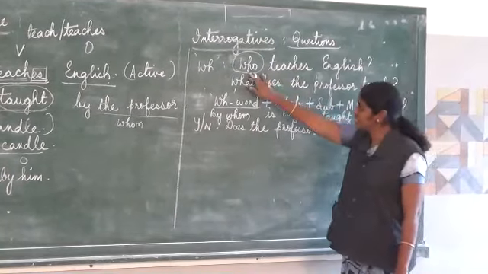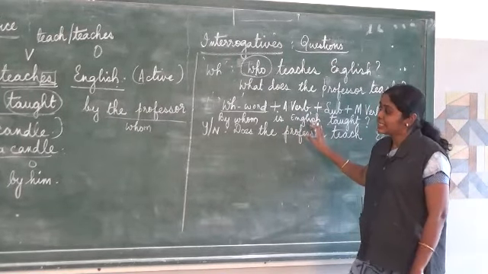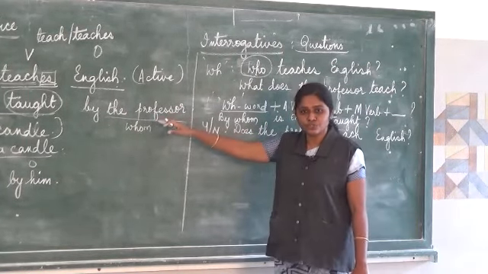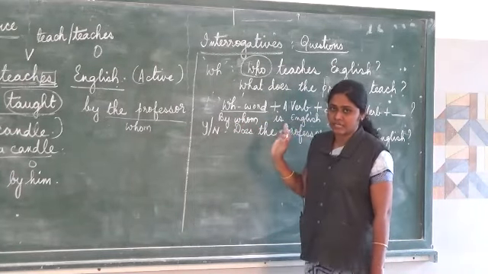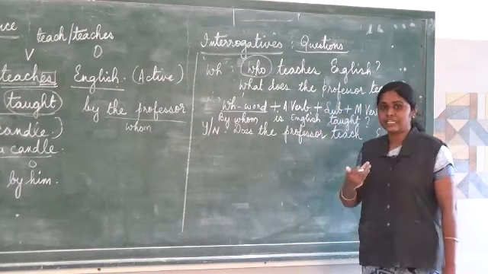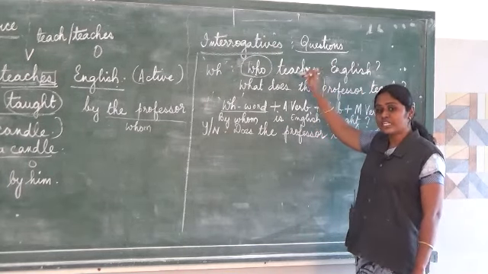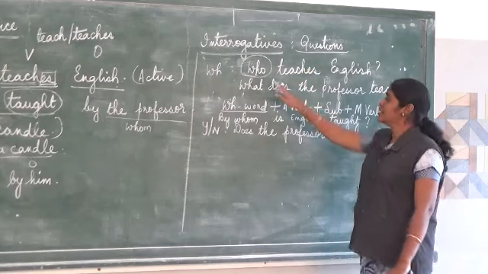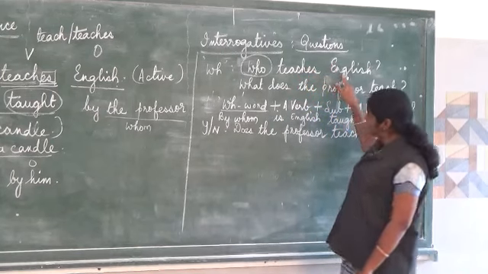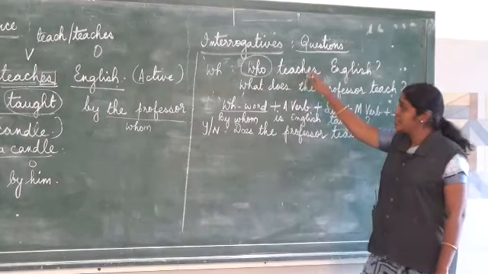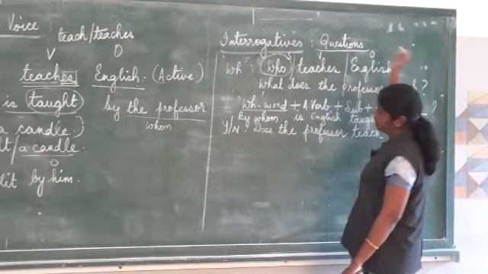Okay, see, for this sentence, we have written the corresponding passive voice. This word professor was used as an extra word in order to derive this answer. Is it clear? Because in the beginning you may find it difficult to directly change an interrogative sentence from active to passive. See, who teaches English? By whom is English taught?